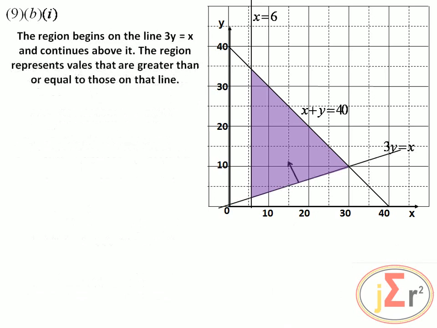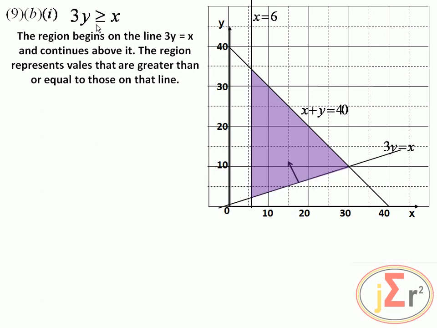So in the first case, what do we need? We need to determine the inequalities that are representing that shaded region. So the region begins on the line 3y is equal to x, and continues above it. So the region begins on the line here, 3y is equal to x, and continues above the line. So what do we say about that region?